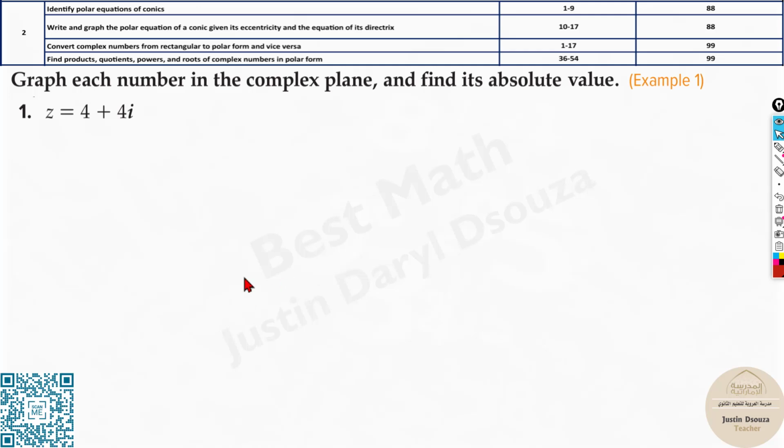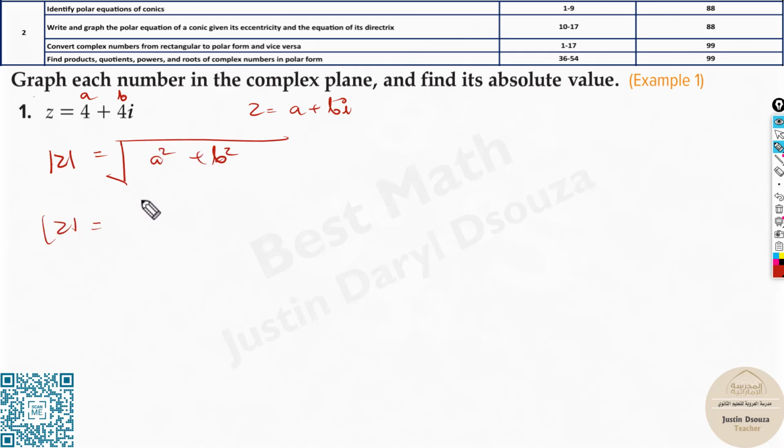Now we will deal with the complex numbers. Here you can see they have asked you to graph these complex numbers in the complex plane and find its absolute value. How do we find absolute value? Absolute value is basically the modulus, and we have a simple formula. We consider the values to be a and b, right? The standard form is given as a plus bi. So it is the square root of a squared plus b squared.